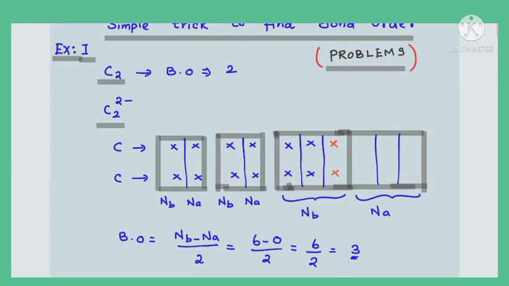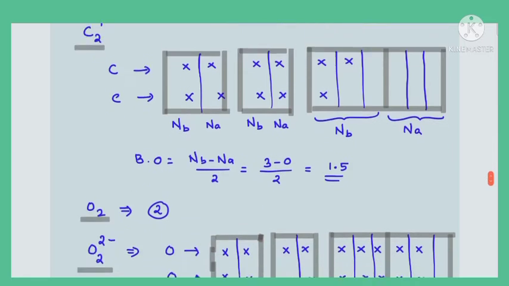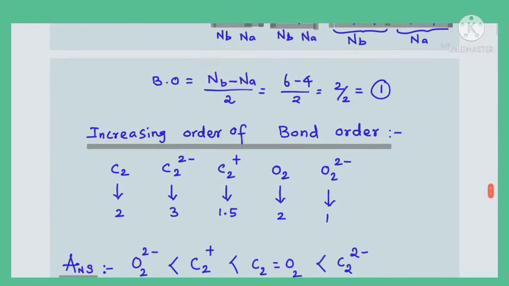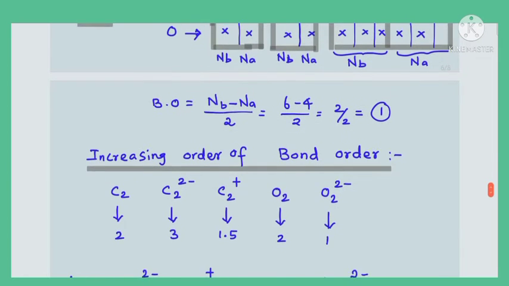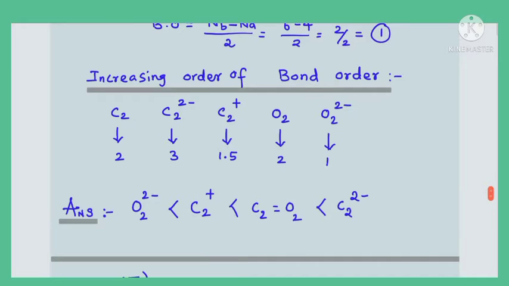Now, question number 1. You are given some species. You have to find out the bond order, and arrange those species in either increasing or decreasing order of bond order. Here you are given 5 different species: C2, C2 2 minus, C2 plus, O2 molecule, and O2 2 minus ion. These are to be arranged in increasing order based on their bond order.